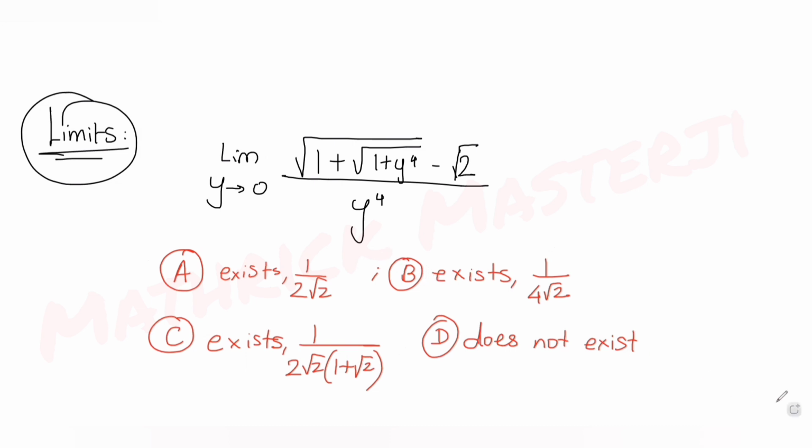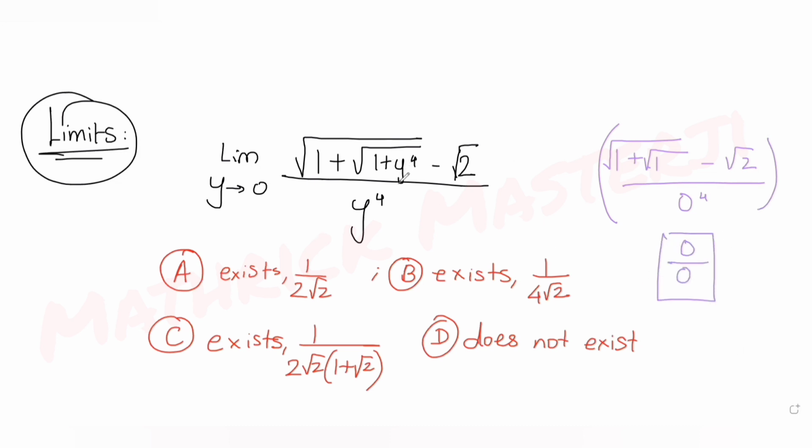If I put the limit y equal to 0, I get root of 1 plus root of 1, because y is 0, so root of (1 plus 0) is root of 1, minus root 2, upon 0 raised to 4, which is 0. Root of 1 is 1, so 1 plus 1 is 2, root 2 minus root 2, so you get 0 by 0 form. When you get this indeterminate form, what I can use here is L'Hopital's rule.